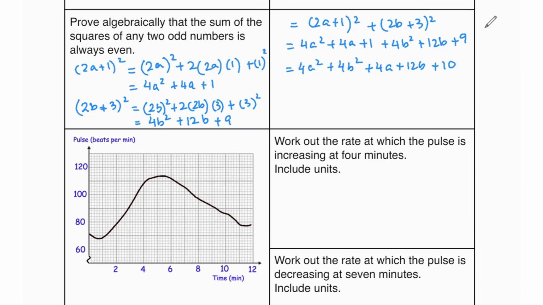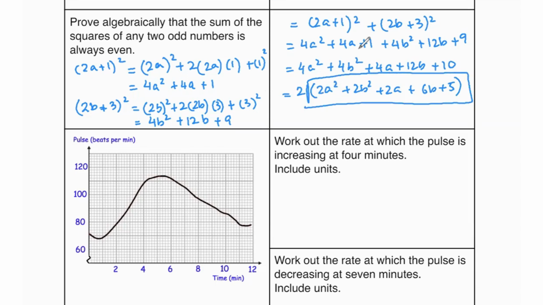So as you can see, all of the terms are even numbers. And if we take 2 common from them, 2a squared plus 2b squared plus 2a plus 6b plus 5. The fact that 2 is common among all of these terms shows that this is an even number. So that shows that this stands correct. The sum of the squares of any two odd numbers is always even.